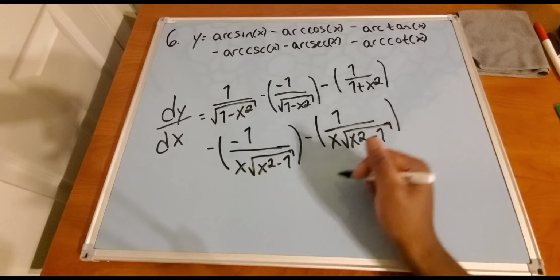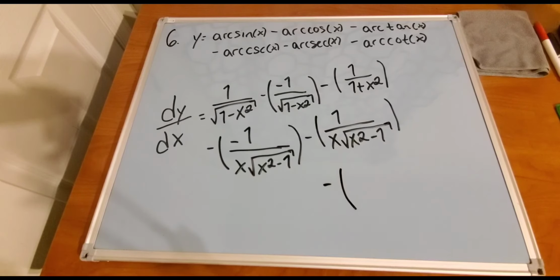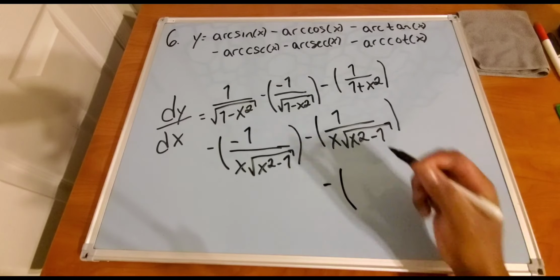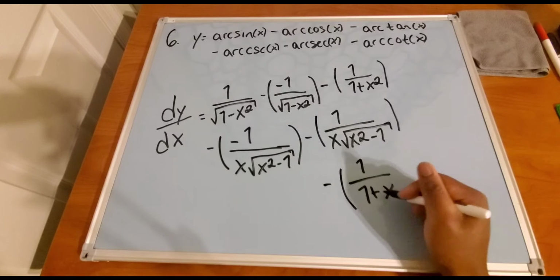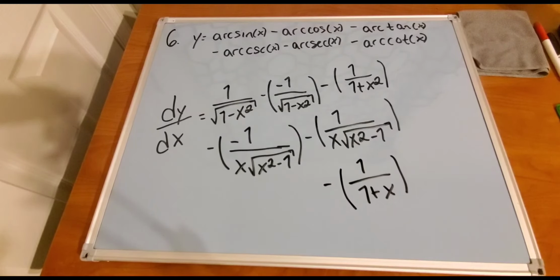And lastly, the derivative of the arc cotangent of x is equal to negative 1 over 1 plus x squared. So the difference between the arc cotangent of x and the arc tangent of x is that the arc cotangent of x has a negative sign out front.